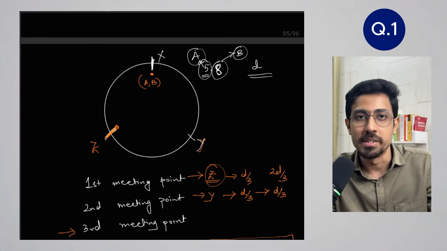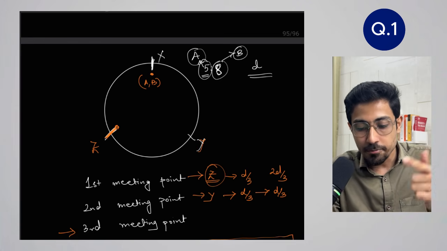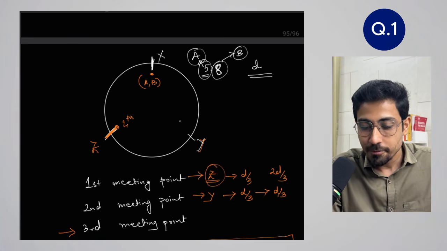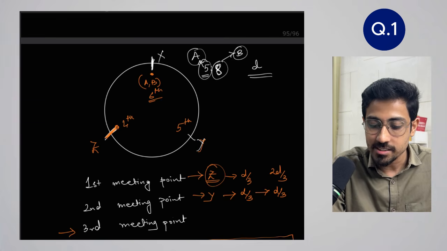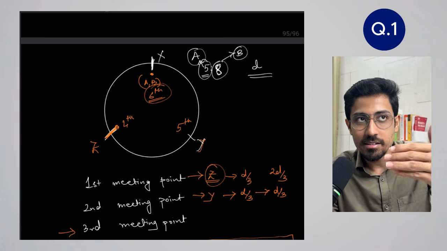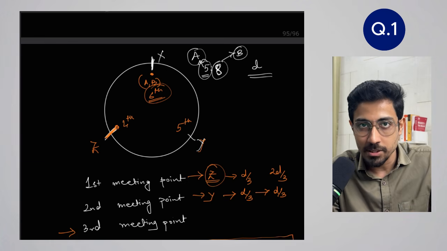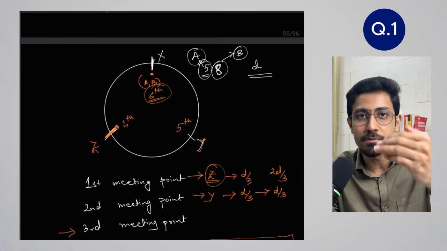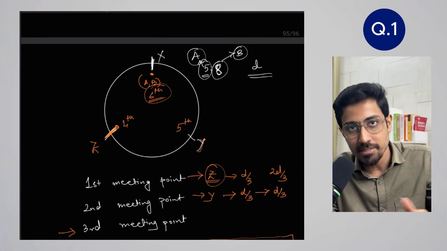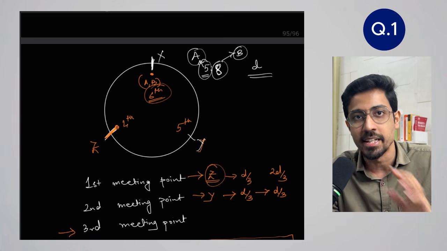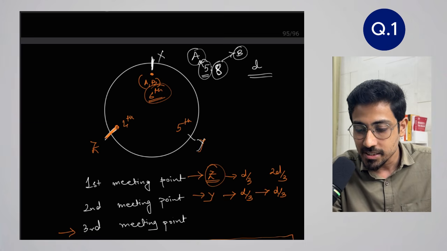After that, the cycle repeats. The next meeting point, the 4th meeting point, will be at Z. The 5th meeting point will be again at Y. The 6th meeting point will be again at X. So basically, every multiple of 3, because I have just 3 meeting points, I will keep meeting at my starting point again, and the cycle will keep repeating itself. I hope this is clear to you.